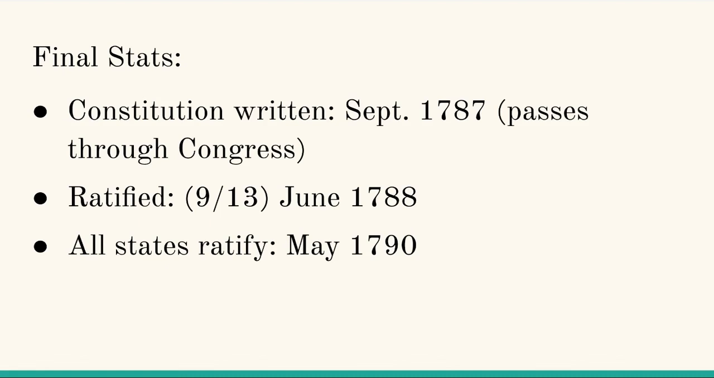Then all 13 states will ratify the document at different times for different states. It's not like it's one random vote. This happens at individual meetings at state level legislatures, but they all ratify the document, the articles plus the first 10 amendments, by May of 1790. So it wasn't an immediate process, but it also wasn't like the government was at a complete standstill for a bunch of time before this was made official.